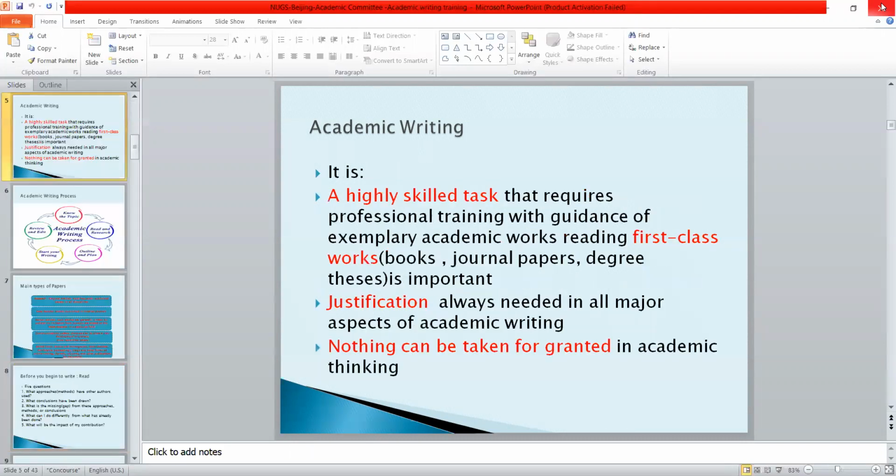Then we said that academic writing is also a high risk task that requires professional training with guidance, exemplary academic work, and reading first-class work. You just don't get up and start publishing. Before you start publishing, you should be somebody who has read a lot.